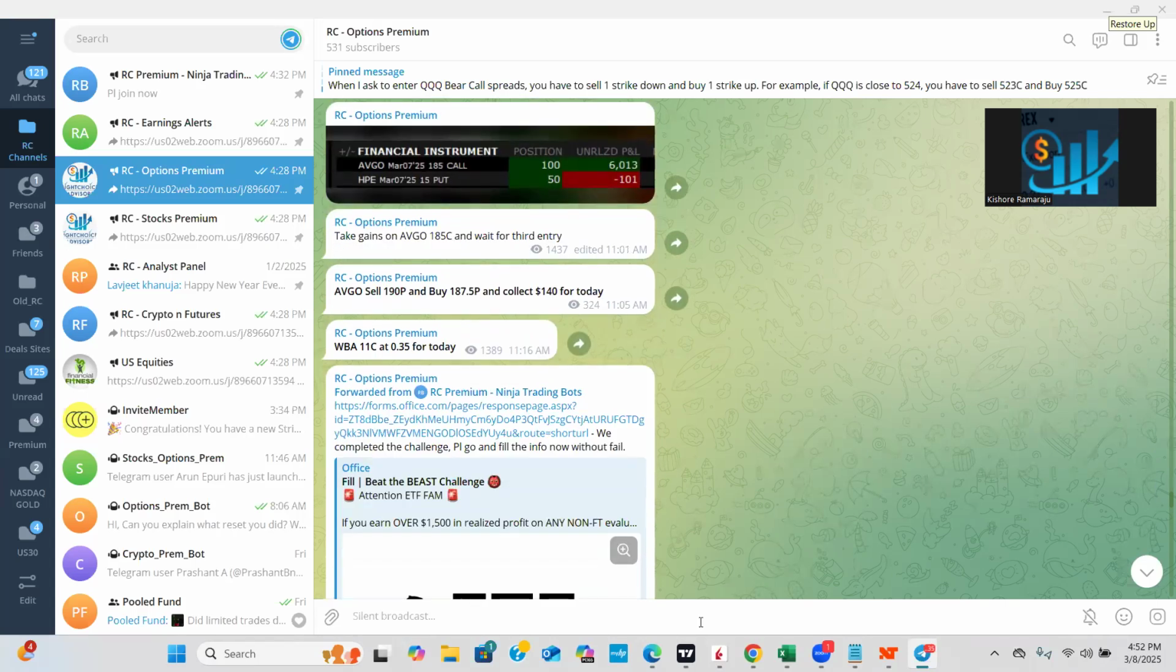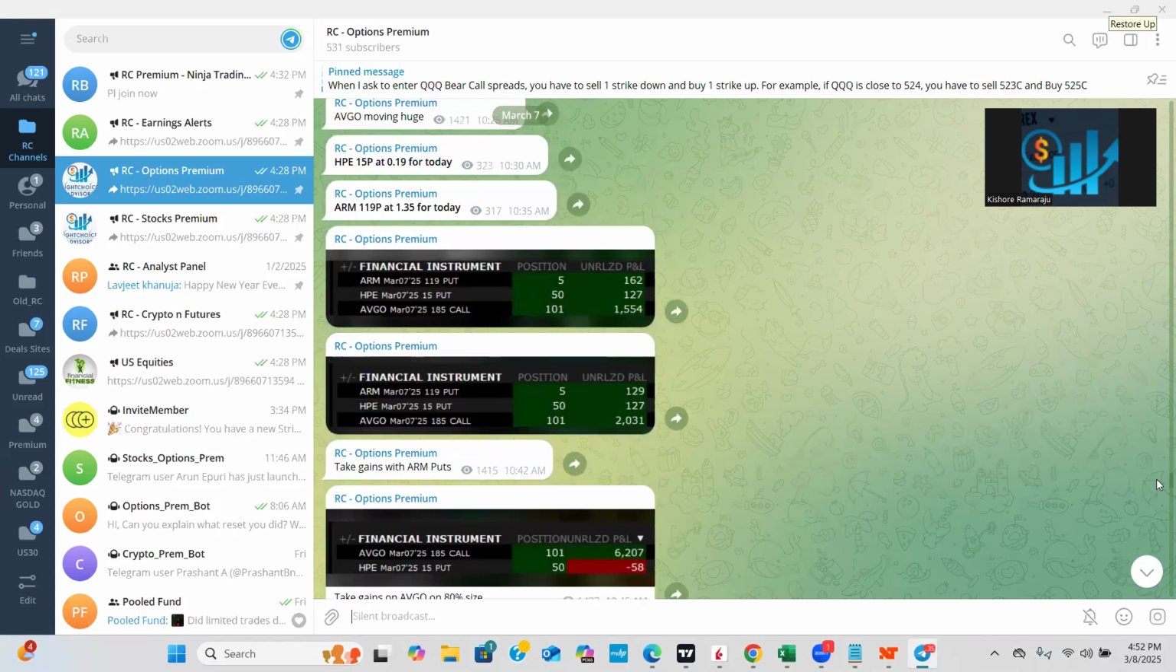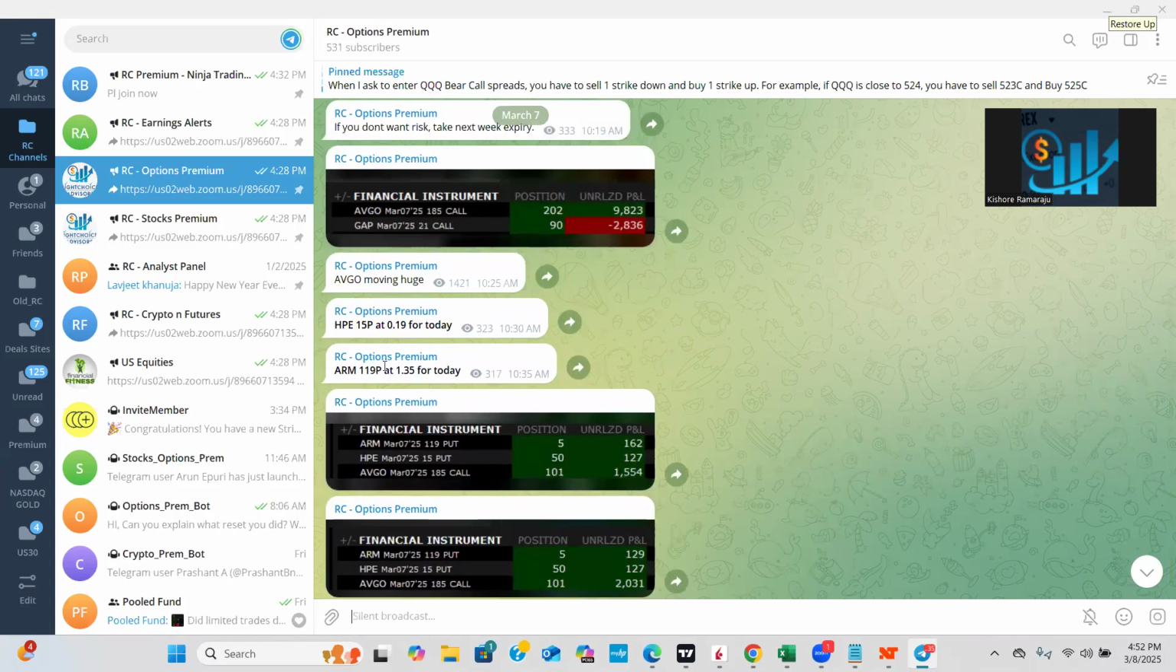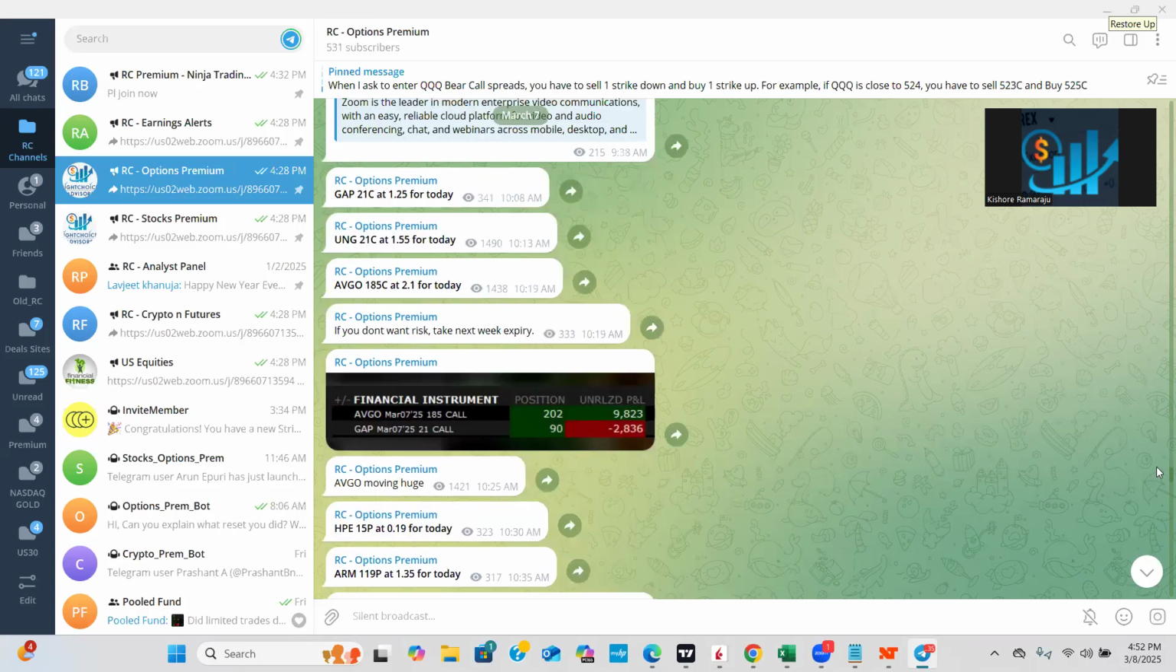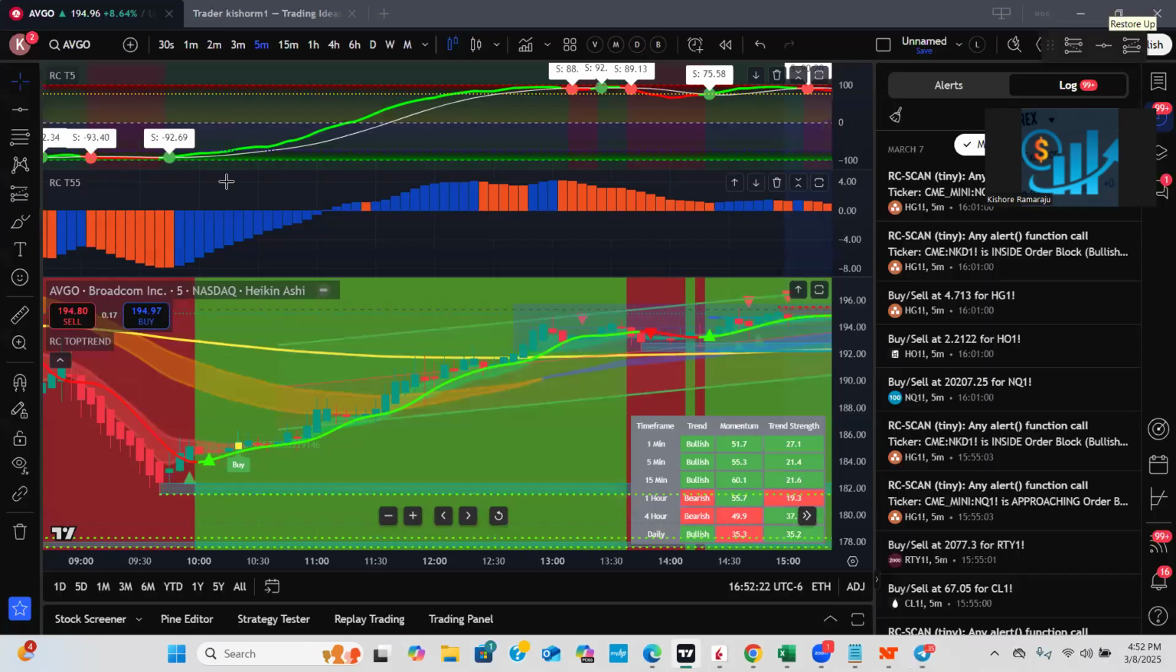So now let's look at another example, GAP. We also took GAP. Initially we took ARM puts, and then we took UNG calls, GAP calls. Let's go to GAP.